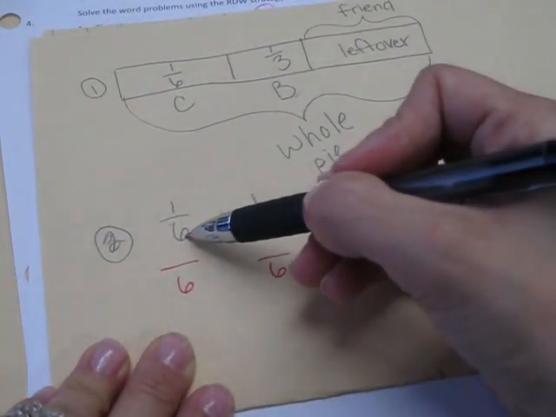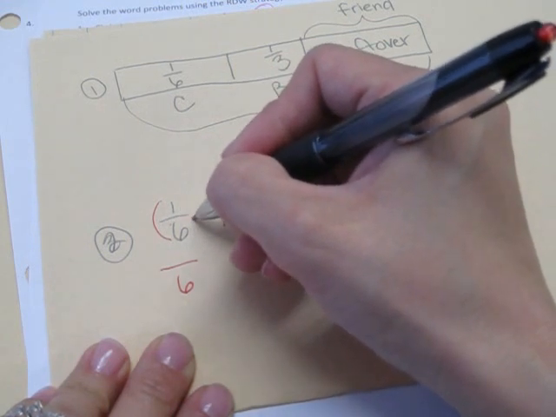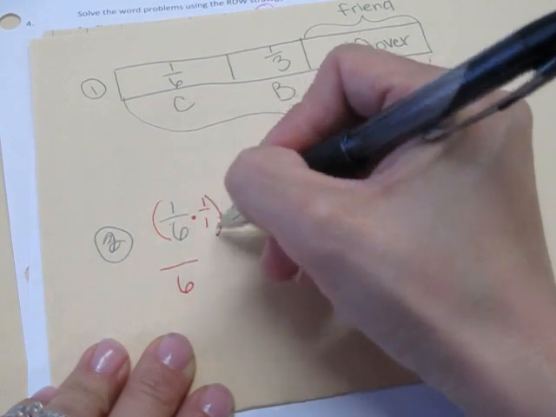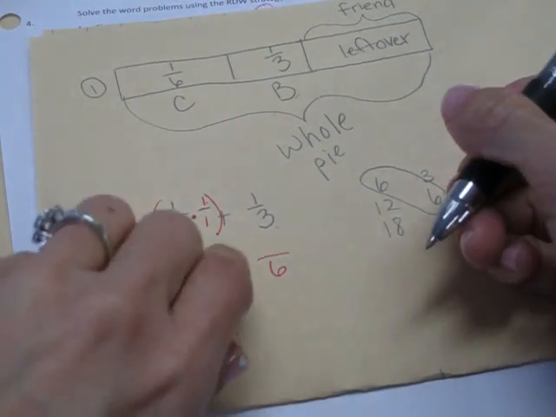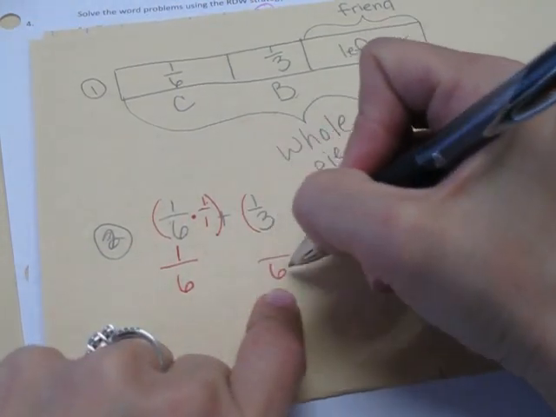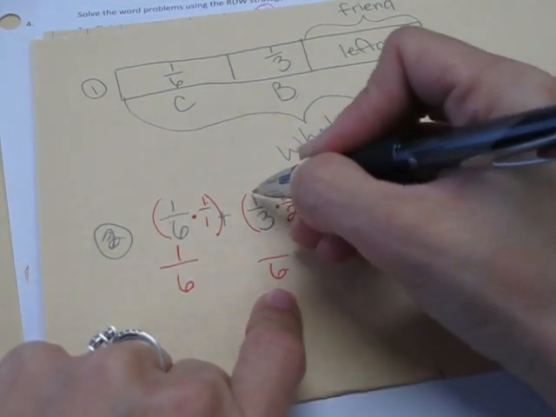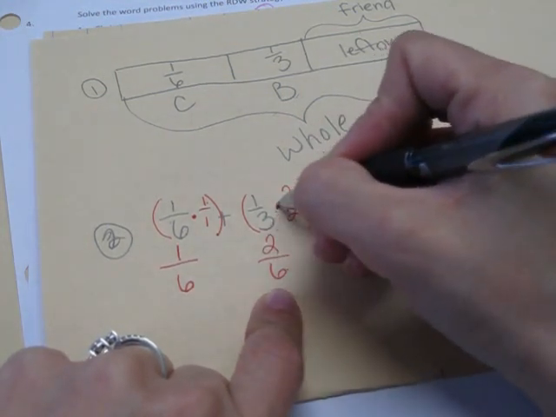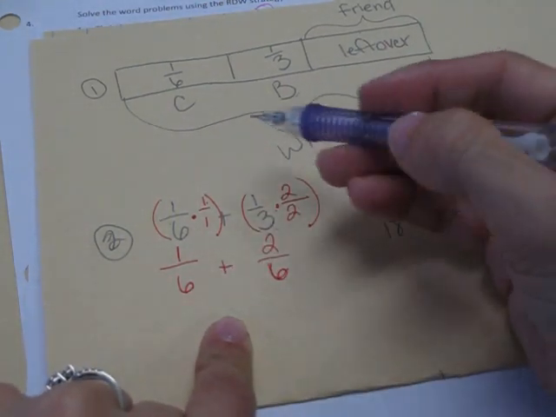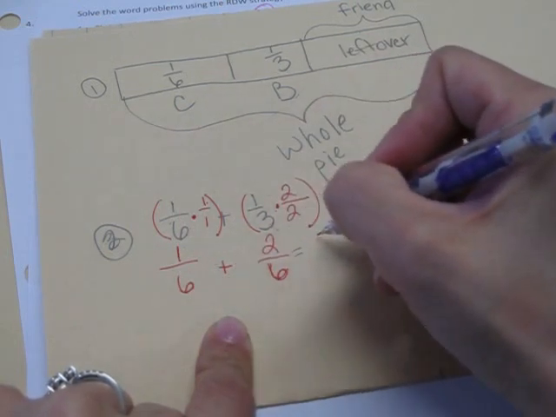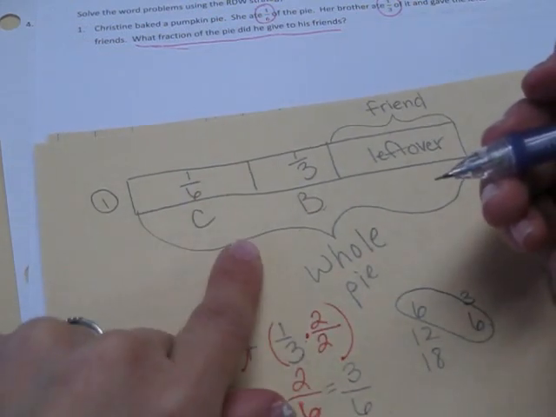So I have to ask myself, okay, what am I going to multiply 1/6 by so that my denominator stays a 6? That would be 1. So 1 times 1 is 1. 6 times 1 is 6. What am I going to multiply 3 by to get 6? That means I would multiply it by 2, so I have 2 over 2. 1 times 2 is 2. 3 times 2 is my 6. I'm going to add those up. So I have 1/6 plus 2/6. That equals 3/6.